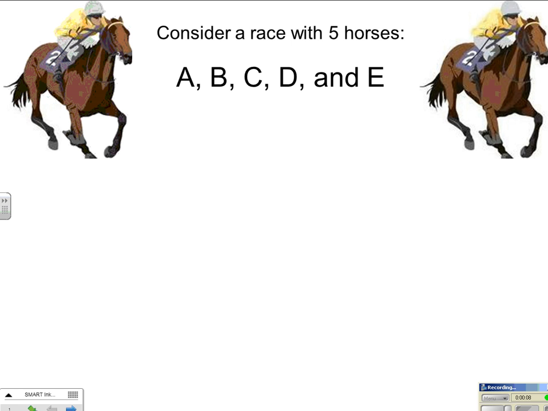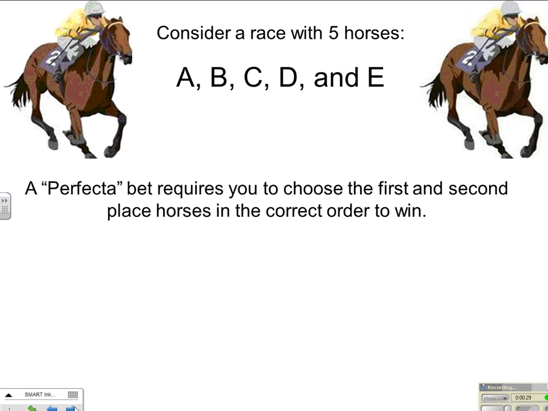This is a follow-up on some of our counting techniques that we've talked about. Maybe it'll help you get a good understanding of why we use permutations and combinations and how they differ. So we're going to consider this horse race with our horses, conveniently named A, B, C, D, and E.